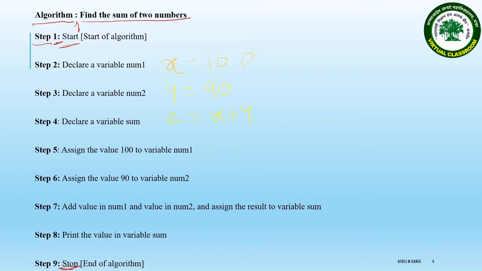Assign the value 100 to variable number 1. Assign 90 to variable number 2. Next step is to add the value in number 1 and the value in number 2 and assign the result to variable sum. Whatever result comes, you can print by using the print command, which we will see in later lectures. The last instruction is stop, that is, the end of the algorithm.